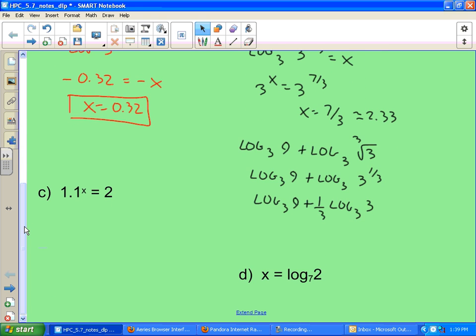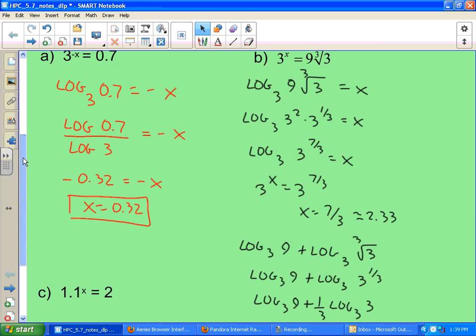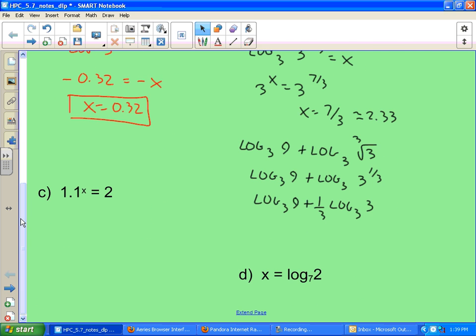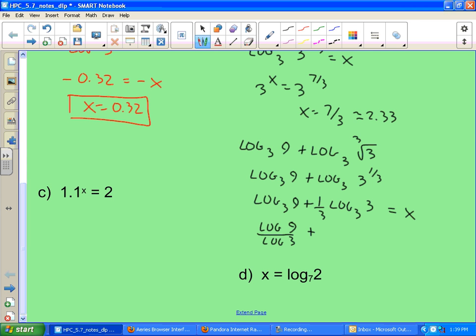So this is what equals x right now, and then let's see if we get the same thing. Somebody can do. So I have some change of base going on right here. I got log base 10 of 9 over log base 10 of 3, plus 1/3 of log of 3 over log of 3. It gives me the same thing. That's a lot more work, right?